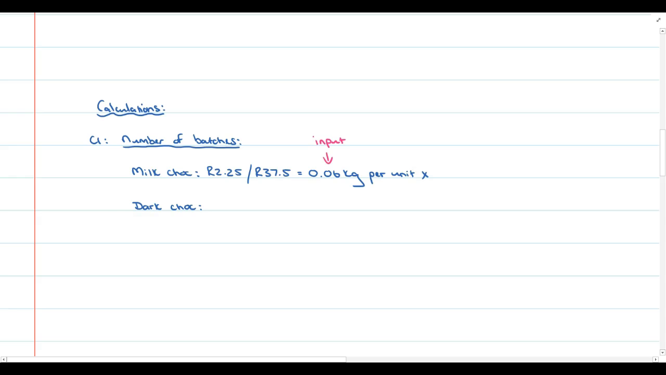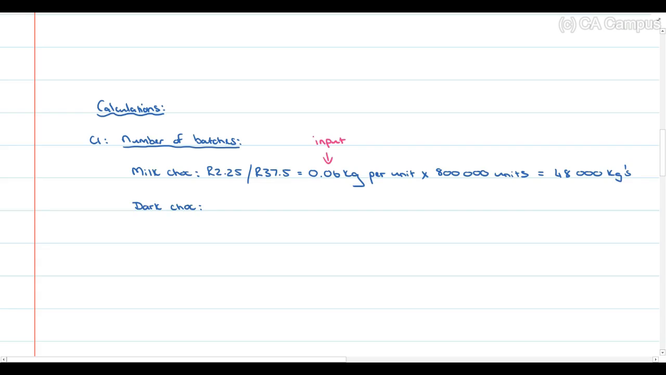So if we want to calculate the total number of kilograms that they need to input into production, we need to multiply this by the number of units that they are going to produce. So for milk chocolate, the expected production is 800,000 units. So they are going to have to input 48,000 kilograms into the production process.